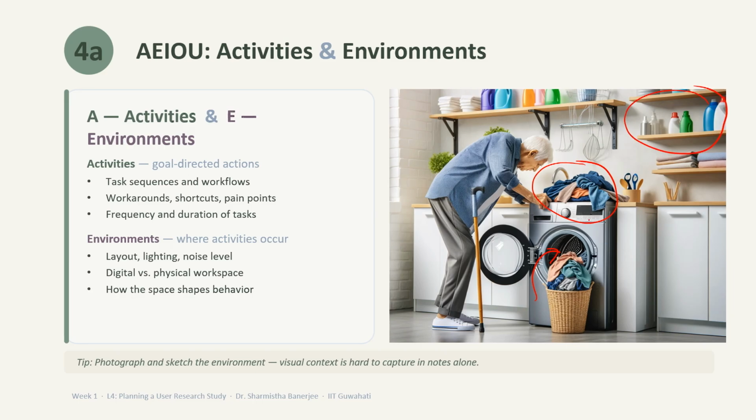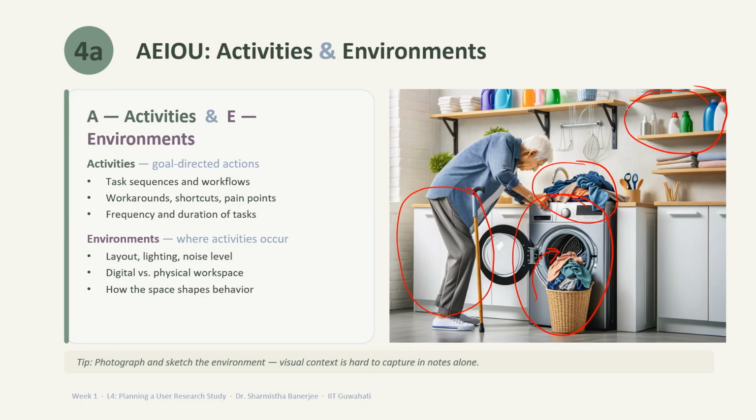The person might have a washer and dryer. They might also have another separate dryer. They might also have some cupboards in the same location wherein they will fold the clothes and keep it. So when I am looking at the activities and environment, activities are all the goal directed actions that I am interested in, and environments are the places where these activities occur.